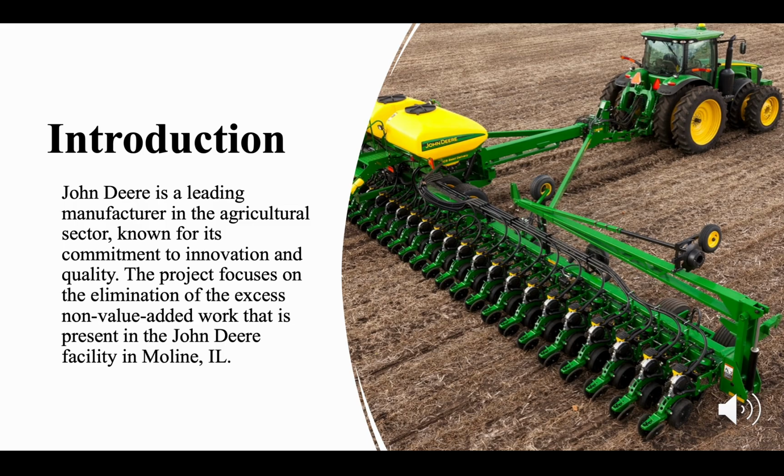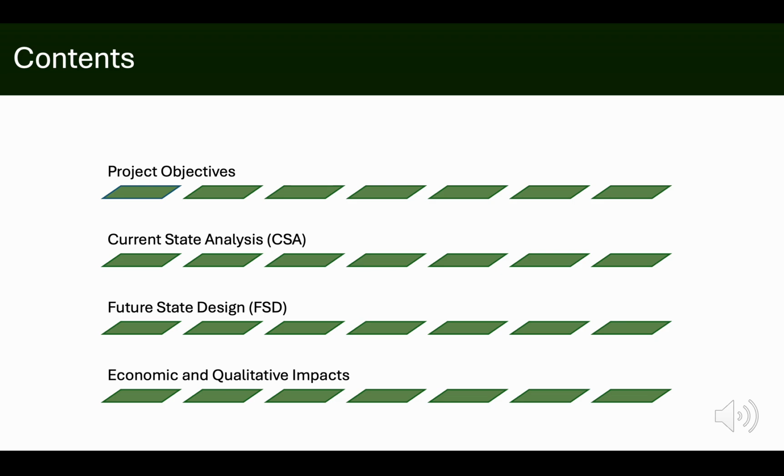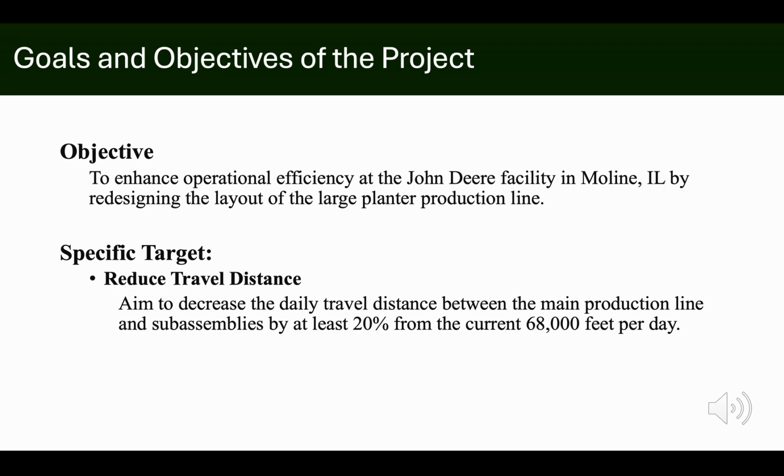A brief introduction about the John Deere plant in Moline, Illinois. It's one of the company's oldest and smallest facilities, presenting it with challenges regarding space utilization and efficiency. So the main focus of this project is to reduce non-value added space to improve the efficiency of the large planter line at the Moline facility. In this presentation, the team will go over the following content: project objectives, current state analysis, future state design, and economic impact.